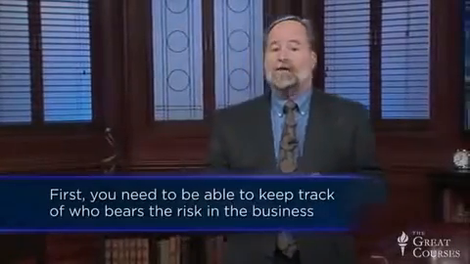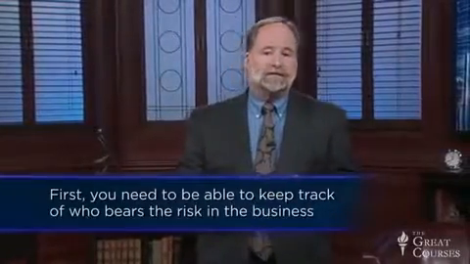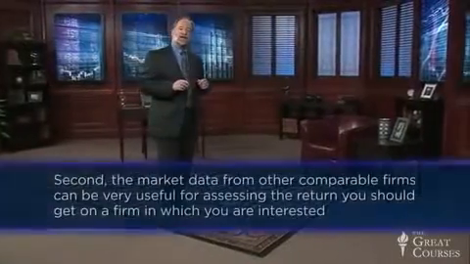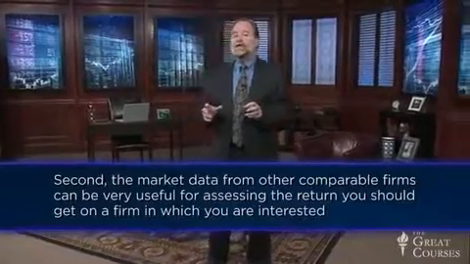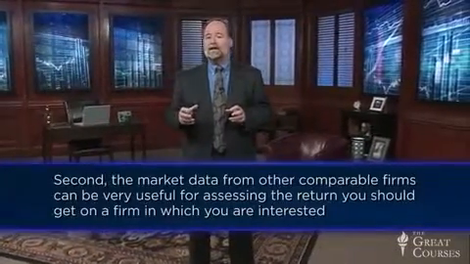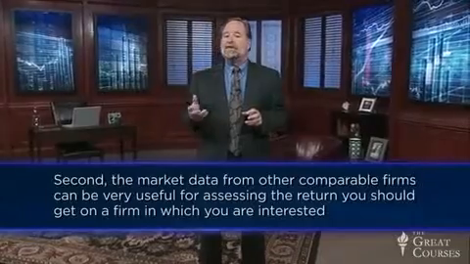Next, we need to take a closer look at how risk is allocated amongst the various claimants. There are two main reasons to understand these relationships. First, you need to be able to keep track of who bears the risk in any business. If you're investing in that business, you need to know what risk you bear when buying one of the firm's securities. Second, the market data from other comparable firms can be very useful for assessing the return you should get on a firm in which you're thinking about investing.